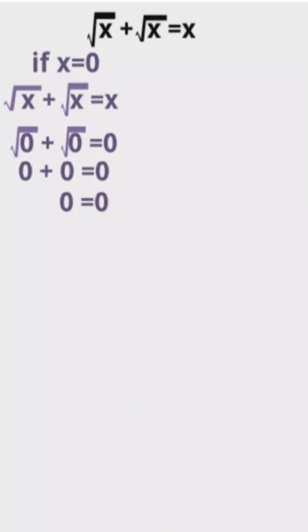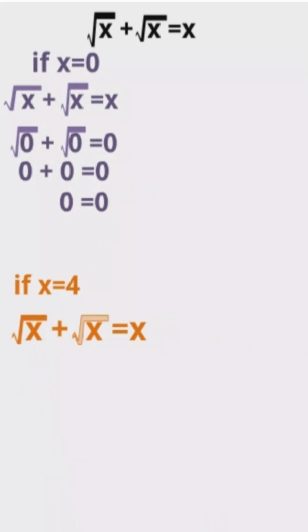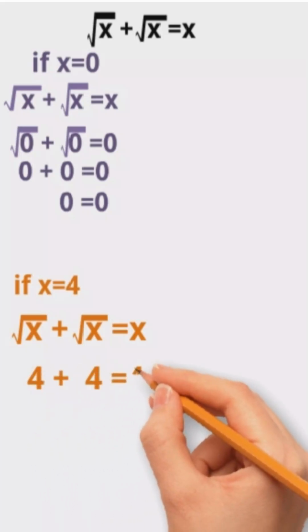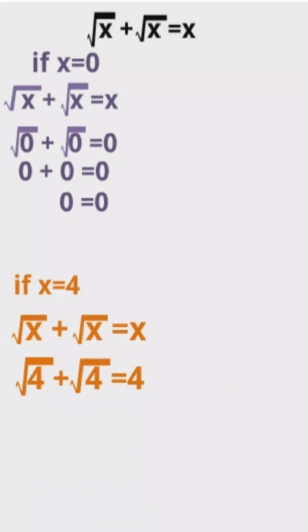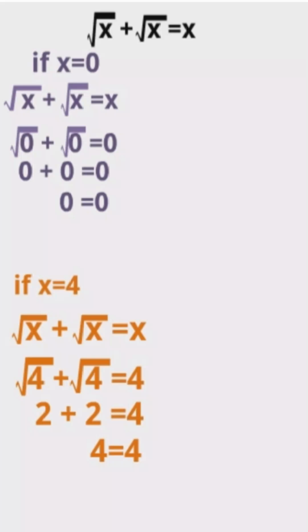Now, let's come to answer number 2, which is x equals 4. First, we replace x by its value, which is 4, like this. Square root of 4 plus square root of 4 equals 4. Next, we find the square roots of 4, which leaves us with 2 plus 2 equals 4. Final answer, x equals 0 or x equals 4.